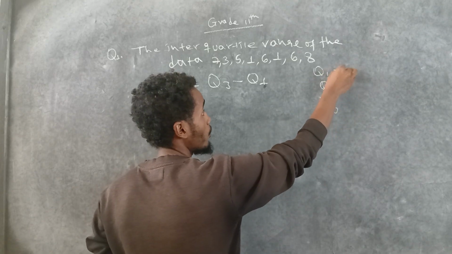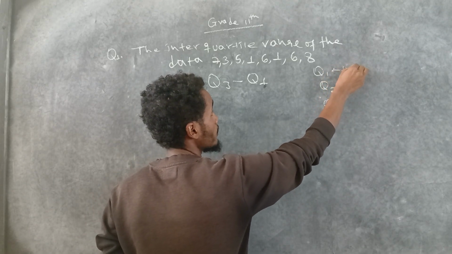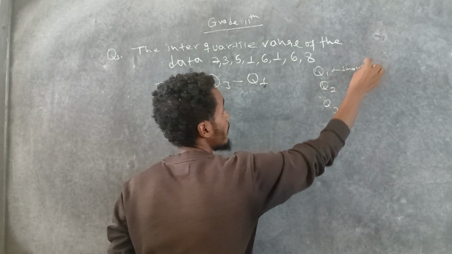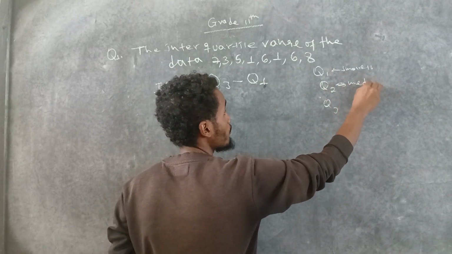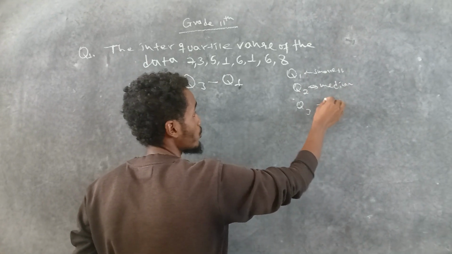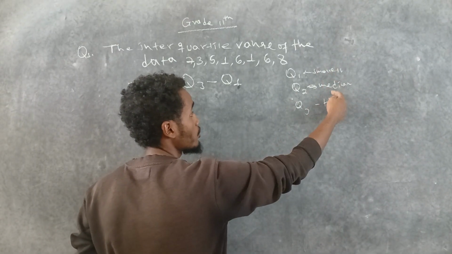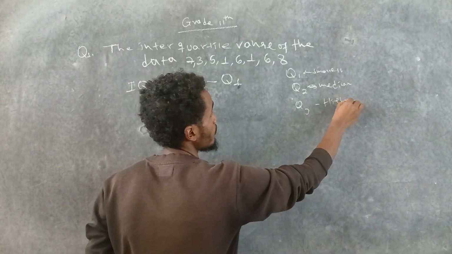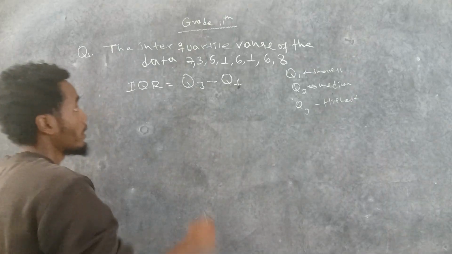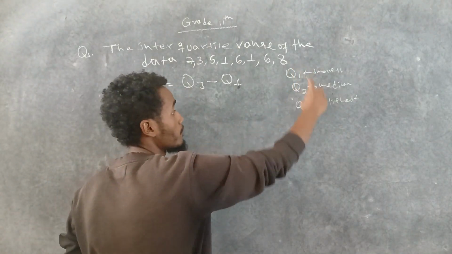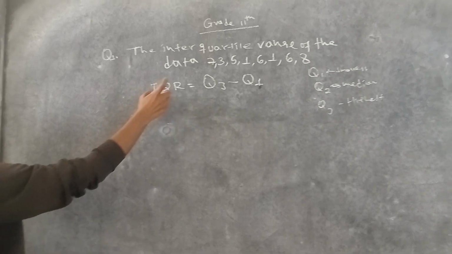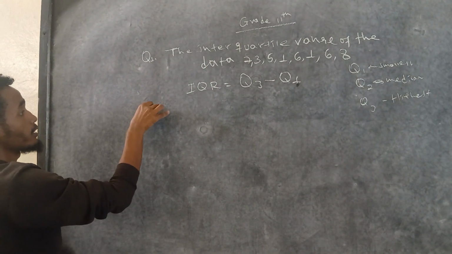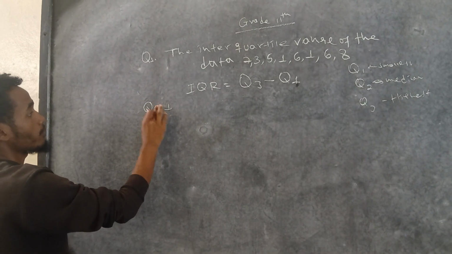From these, Q1 is the smallest. Q2 is the middle, which is the median. Q3 is the highest value when we compare it with the other two. So the interquartile range is the difference between these two. Now let's find Q1.